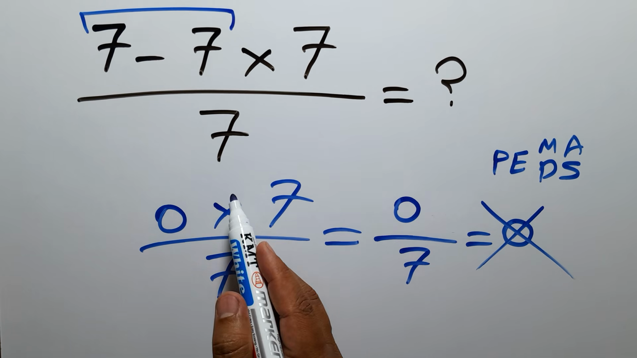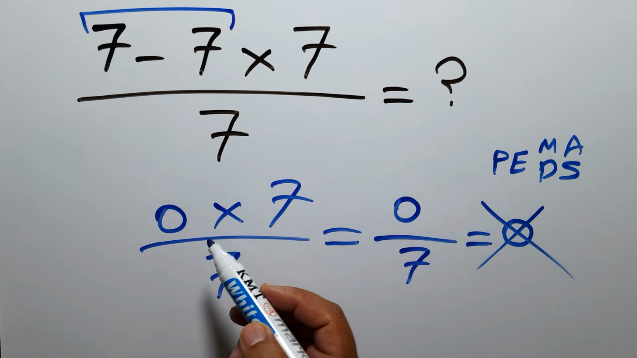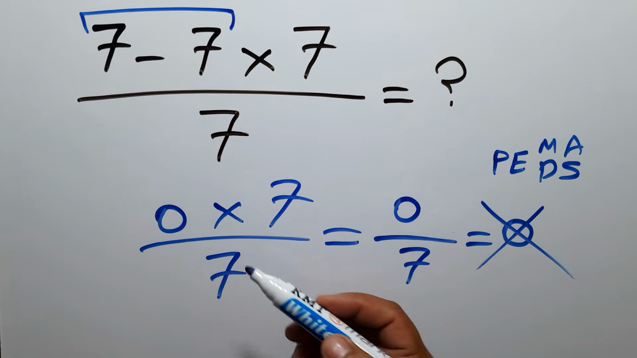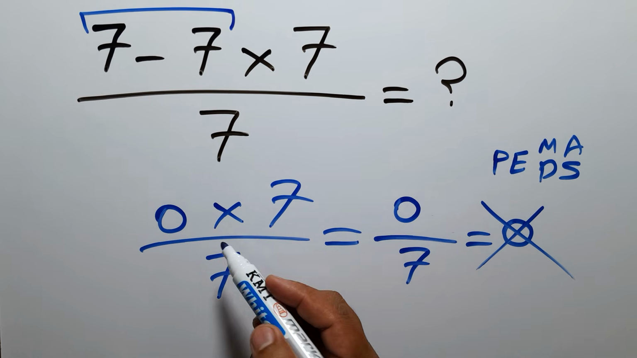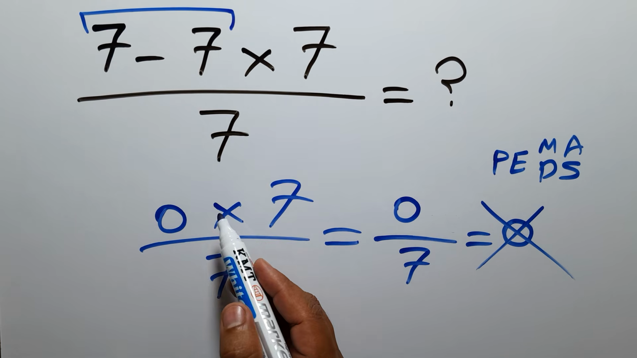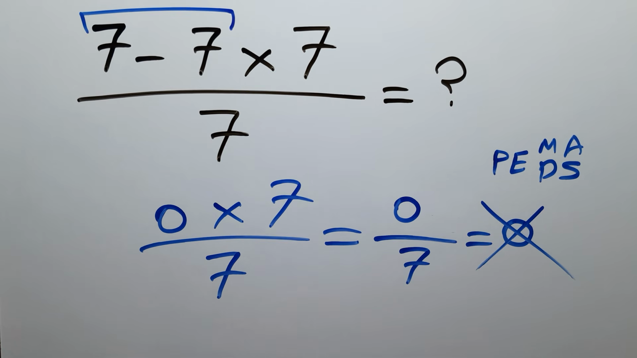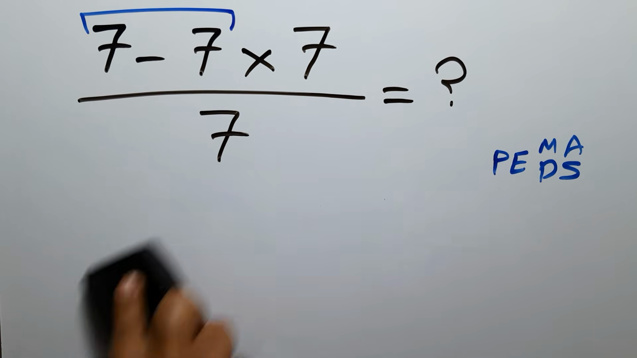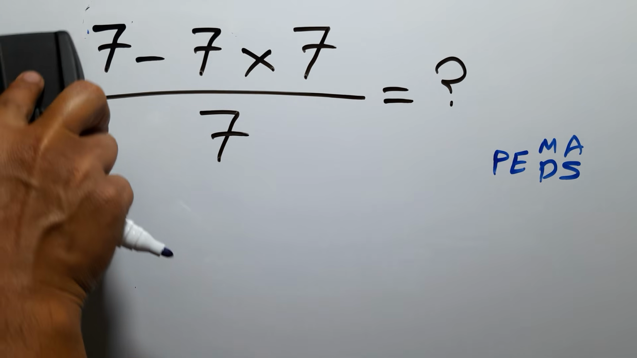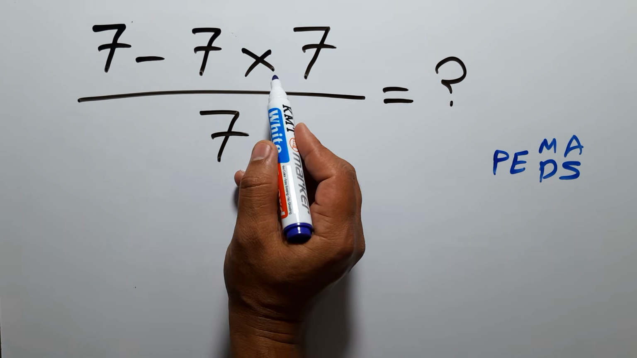In the numerator, we have one subtraction and one multiplication. According to PEMDAS, multiplication has higher priority than subtraction because multiplication comes before subtraction. So here, first we have to do this multiplication, then this subtraction. If we do this subtraction before this multiplication, it is wrong. So first we have to do this multiplication.